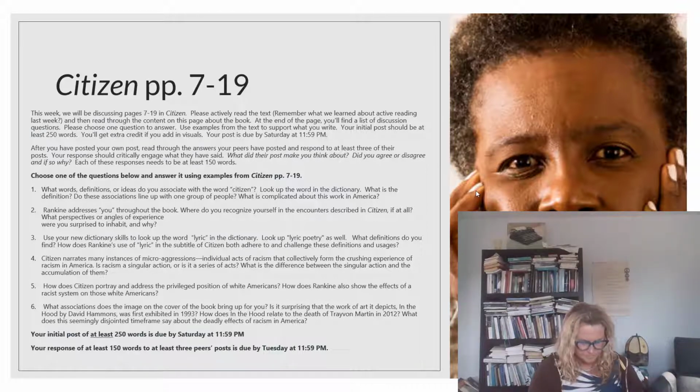Now, I'm going to read two more sections. One more section for you on page 15.